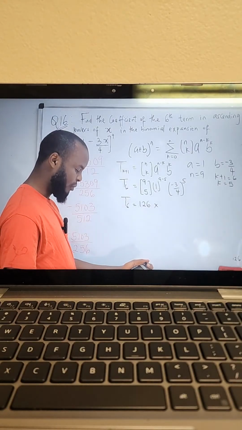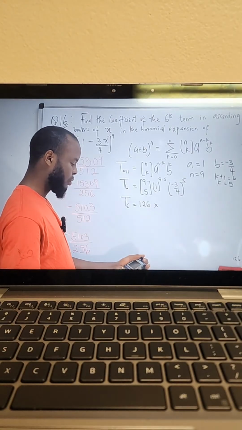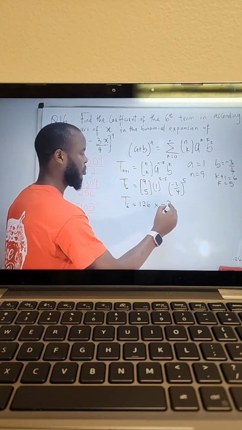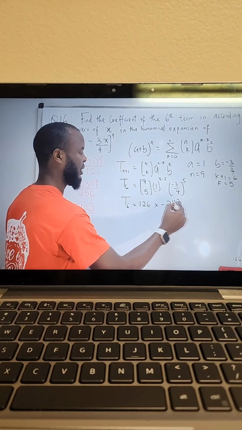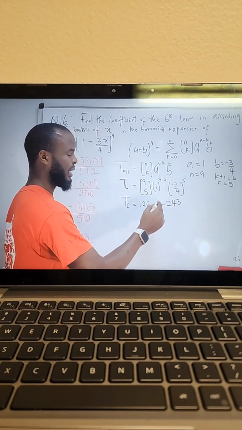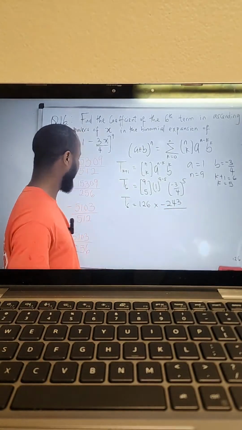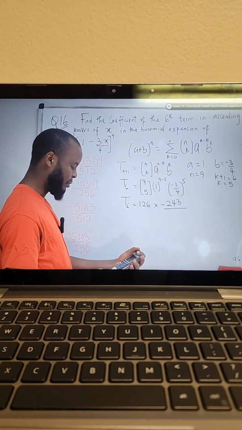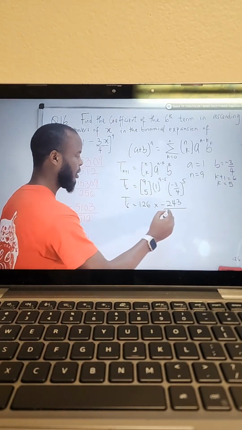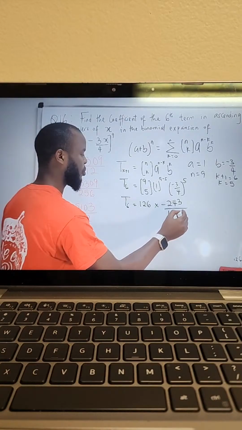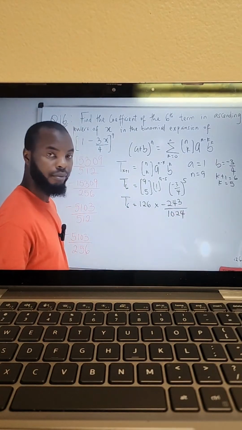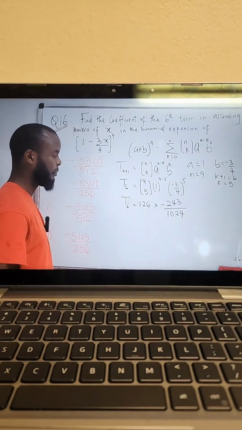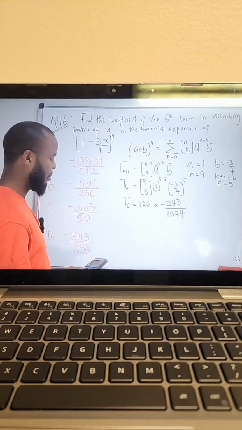3 to the power of 5 is going to be 243. Don't forget the negative sign is going to be maintained. 4 to the power of 5, we have that to be 1,024. So this is what we got. Now, let's simplify further.